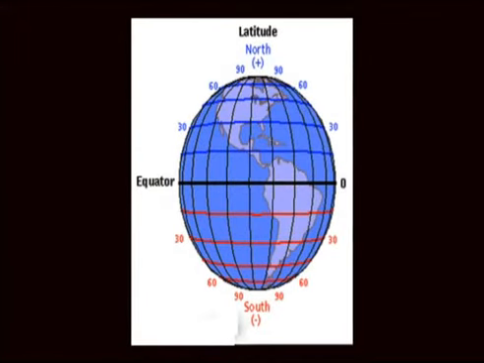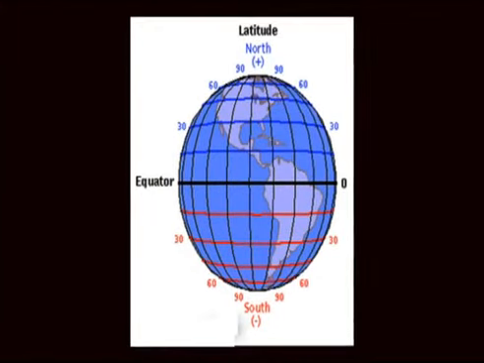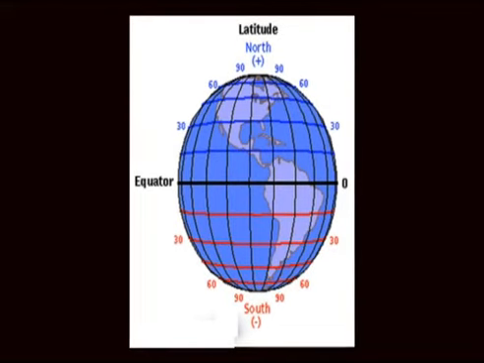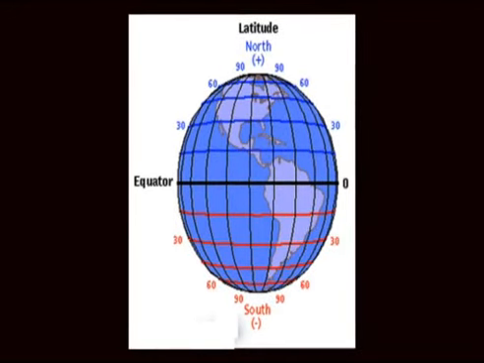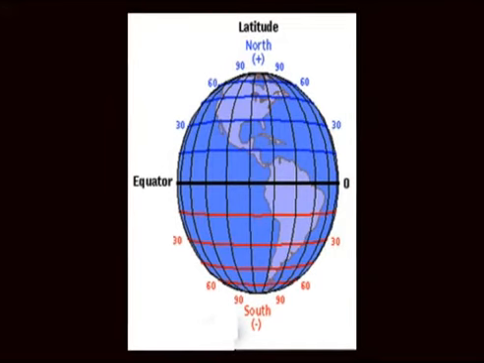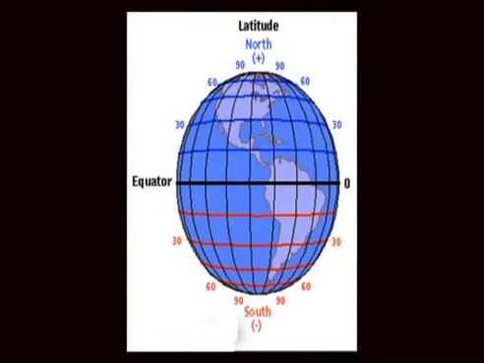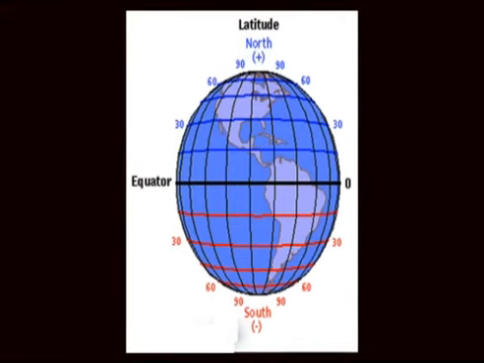Next is latitude, the angular distance of any point on the surface of Earth north or south of the equator. The equator is latitude 0 degrees and the North Pole and South Pole are latitudes 90 degrees north and 90 degrees south respectively.